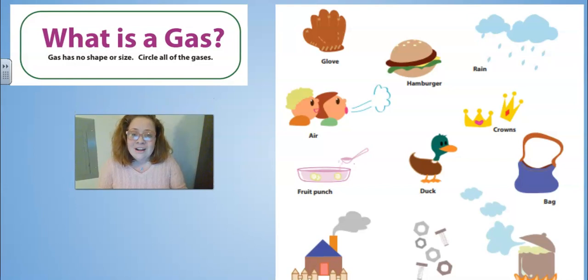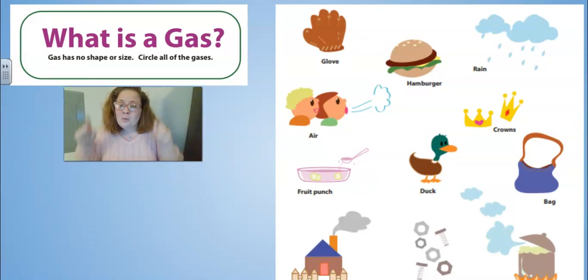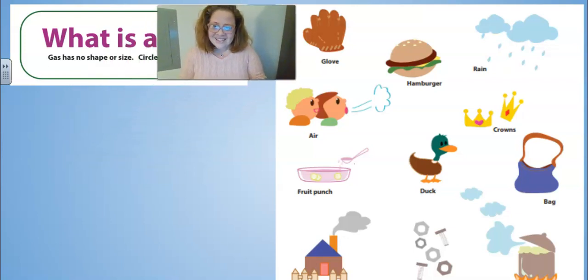First, we are going to do our worksheet on gas. Let's start up here. What is a gas? A gas has no shape or size. Circle all the gases. All right, let's go through each of these pictures and decide, is this a gas? All right, let's start with a glove. Is this glove a gas? Yes or no?